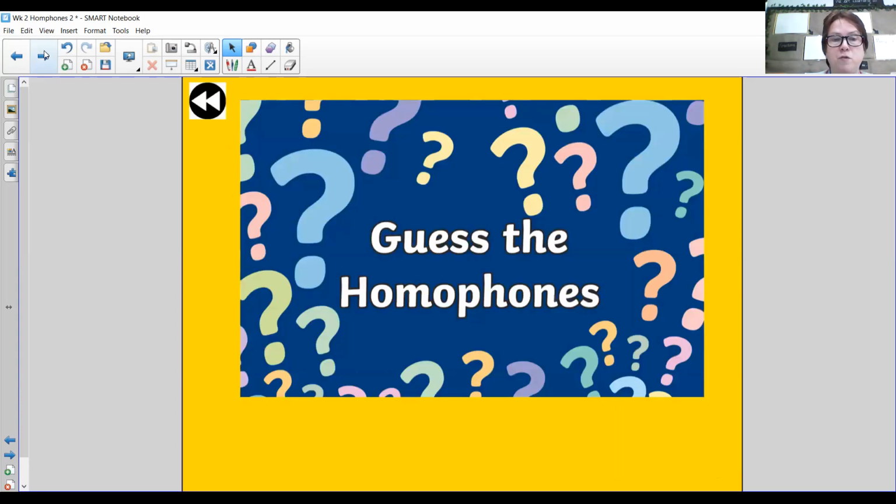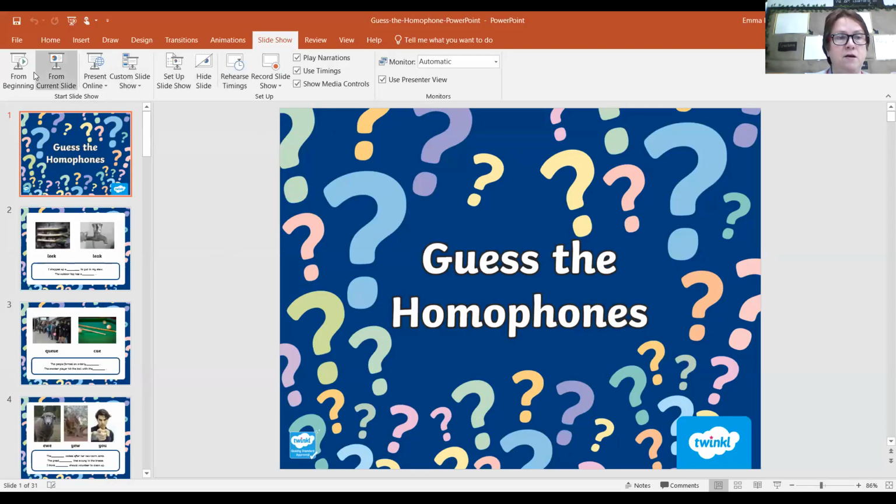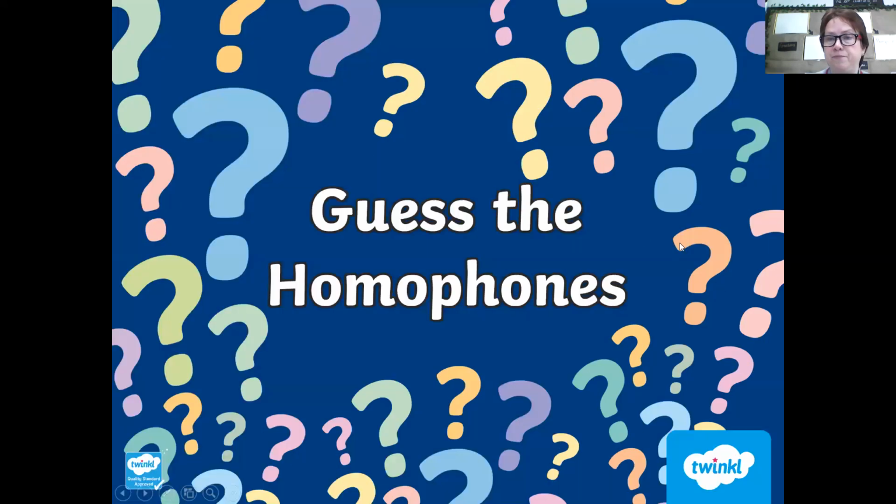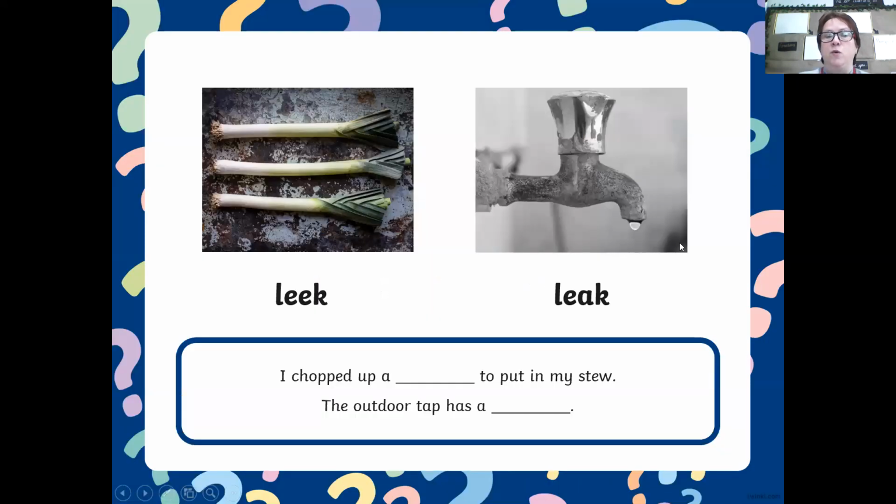So let's just remind ourselves. We'll go to a different screen. Let's have a new share and see if this will come up, hopefully. And let's have a little go at some of these. So we've got leek and leak, obviously the vegetable leek and a leaky tap. So I chopped up a leek to put in my stew. Which one is it? Well, because we've got pictures, this helps us.